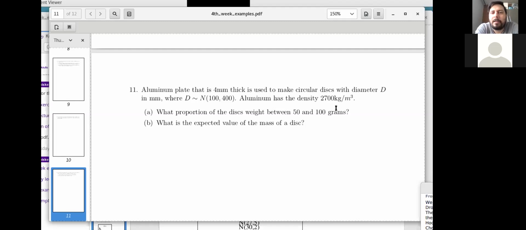So let's say that we have a plate that is 4 millimeters thick, and it's used to make circular disks with diameter d, where this diameter is normally distributed with expected value 100 and variance 400. Meaning the standard deviation is the square root of that, so the standard deviation is in fact 20.